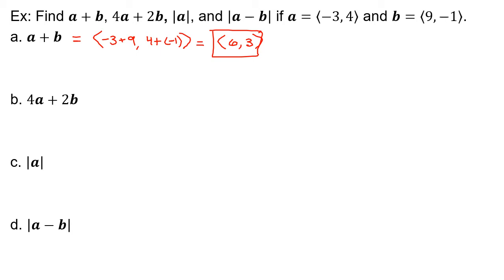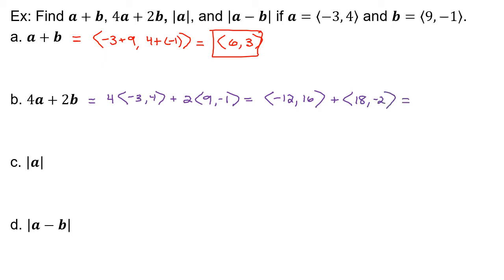4 times A and 2 times B, that'll tell me I do 4 times A, which is the -3, 4, plus 2 times B, which is the 9, -1. So I would distribute the numbers across first, and so that would give me a -12 and 16, added to 18 and a -2. So if I add the first two together, -12 and 18, that would give me a 6. And 16 and the -2 would give me 14. And that would be my 4A plus 2B.